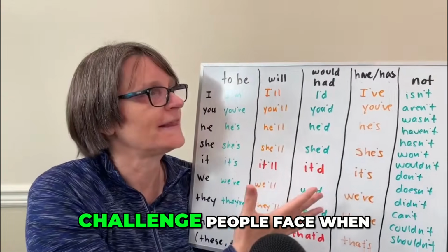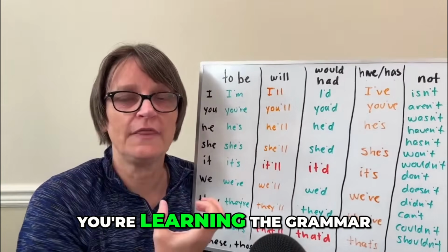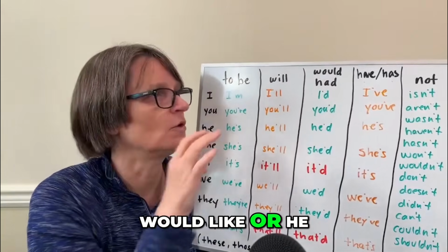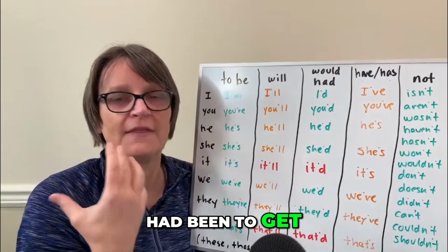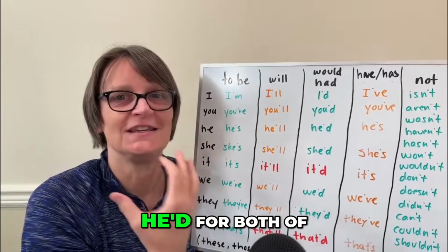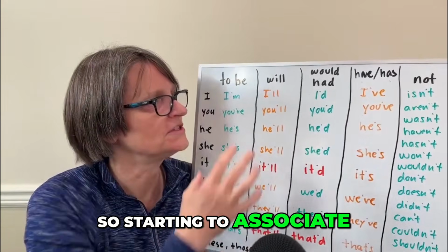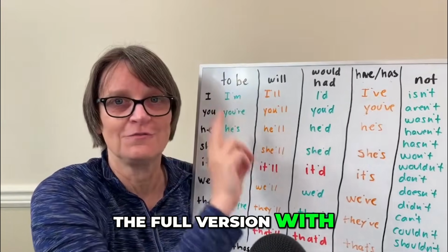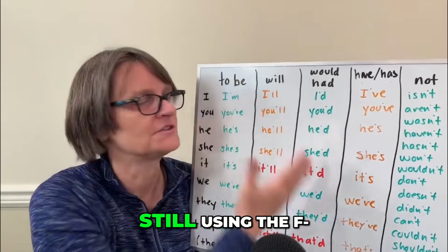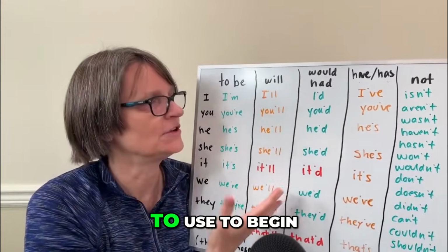So part of the challenge people face when they're trying to use contractions is that when you're learning the grammar of English, you need to know he would like or he had been to get that grammar correct. Then moving to the next step and changing to he'd for both of those can really be tricky for people. So starting to associate the full version with the two words and the contracted version together and noticing where you're still using the full version is one of the techniques that I'll teach you how to use to begin to implement contractions.